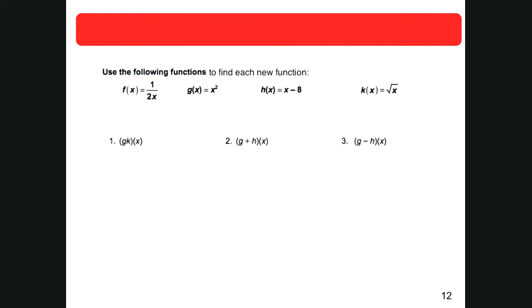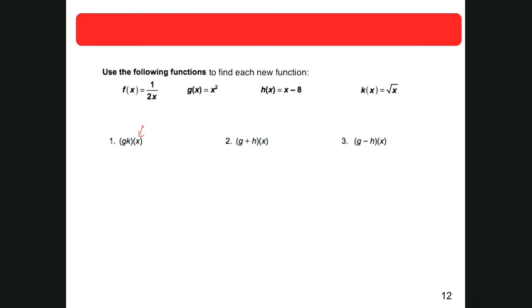Now here's the type of problem that you'll get on the assessment. Anytime they put an x here, that means you're looking for the function when it's added or subtracted or multiplied. Now if there's a number here, then they want a value. In all three of these problems, they just want me to do the function operation. Like this one is just g times k. So I just take the g function, that's x squared, times the k function, well, that's square root of x.